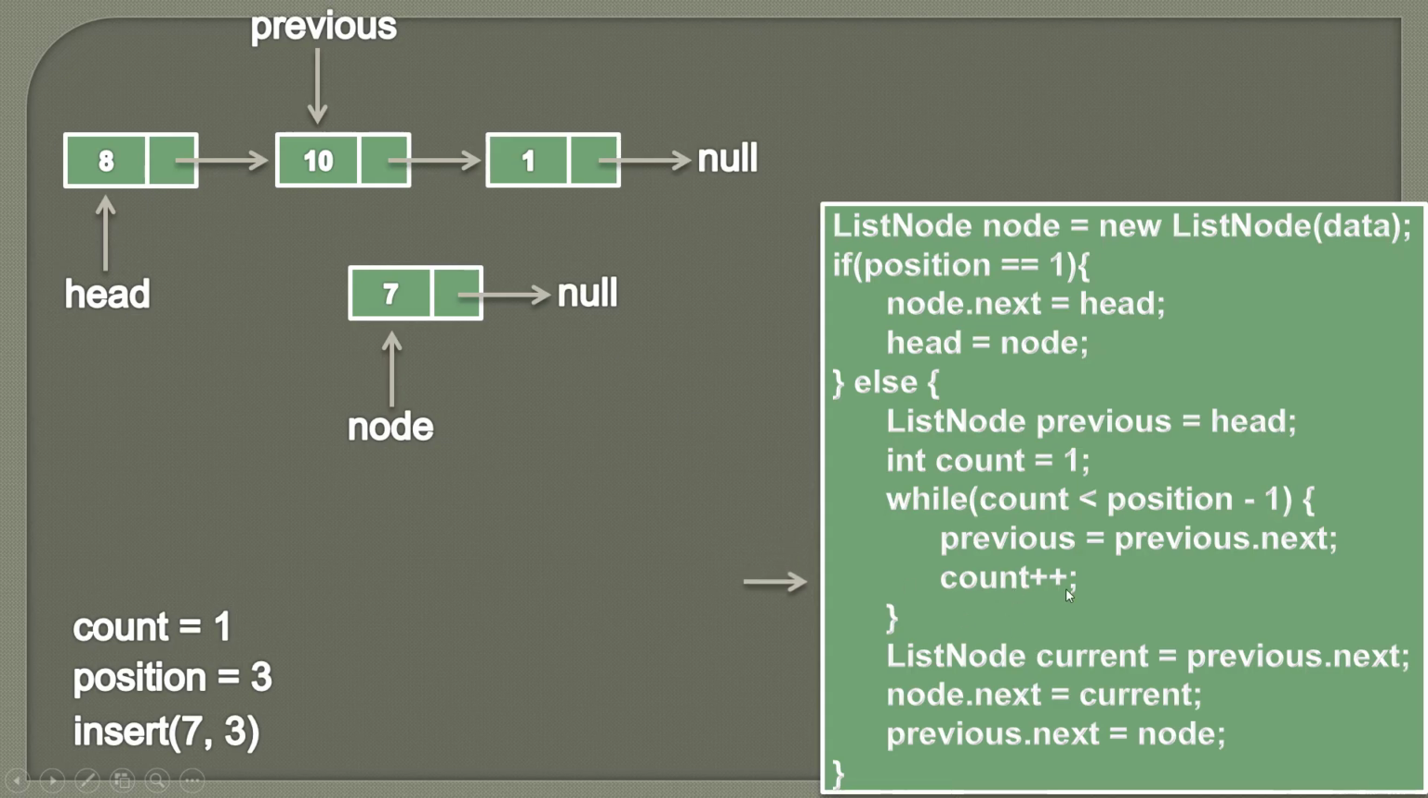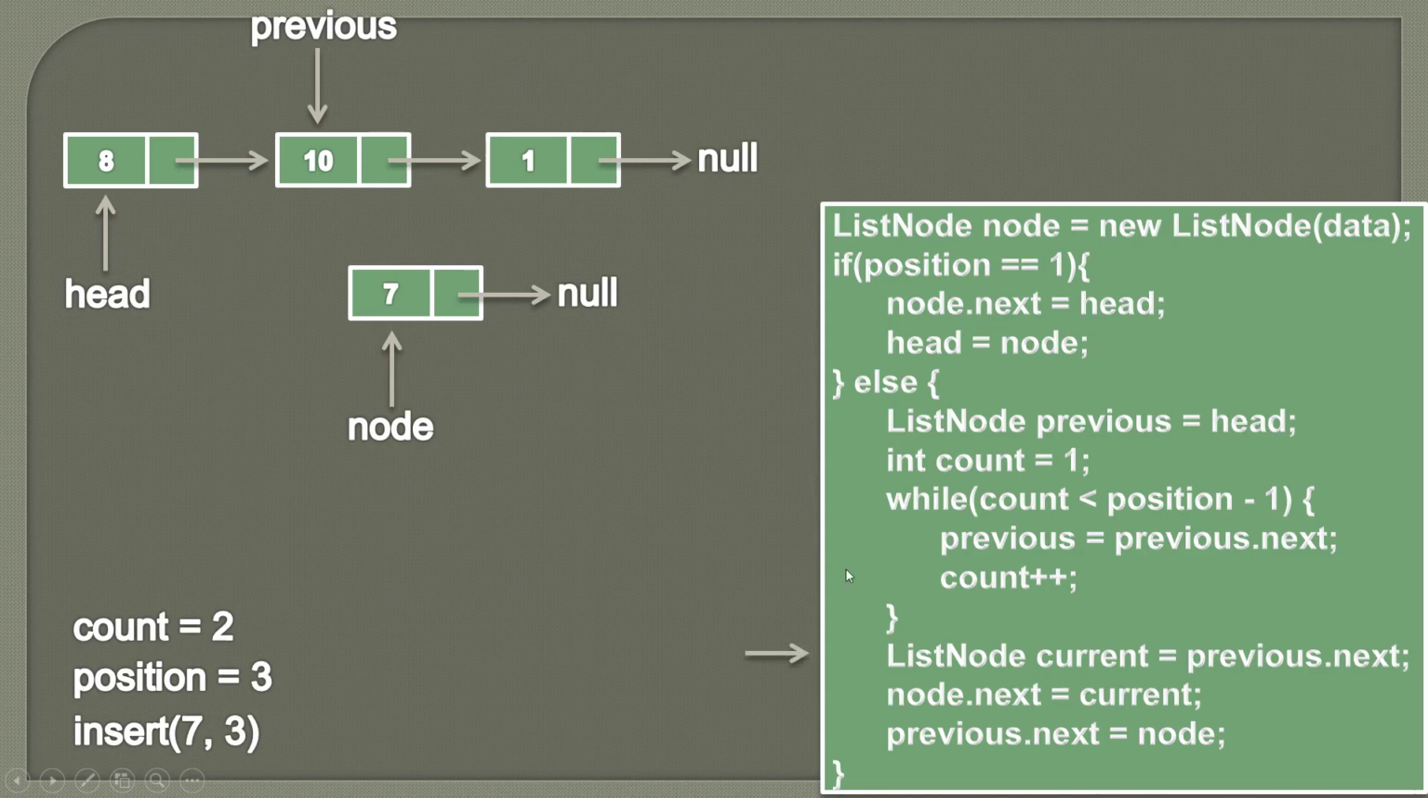Moving ahead, we'll increment the value of count because we have traversed previous to its next node. Count becomes 2. Now here you can see 2 is not less than 3 minus 1, which is 2. And we also know that we have reached position 2. Now we can simply use its next pointer to insert this node into the singly linked list at position 3. So this while loop condition comes out to be false.